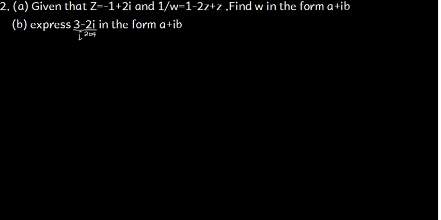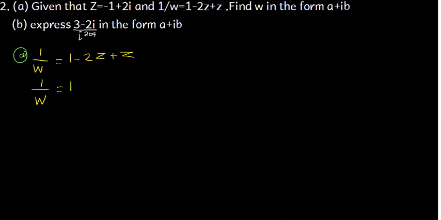Let's look at this one. Given that z is equal to -1 plus 2i and 1 over w is equal to 1 minus 2z plus z, find w in the form a plus ib. Now, we've been told that 1 over w is equal to 1 minus 2z plus z. So we can go on. We want to find the value of w.